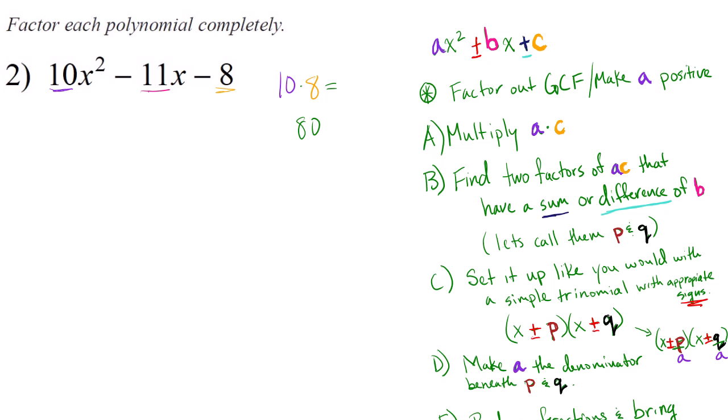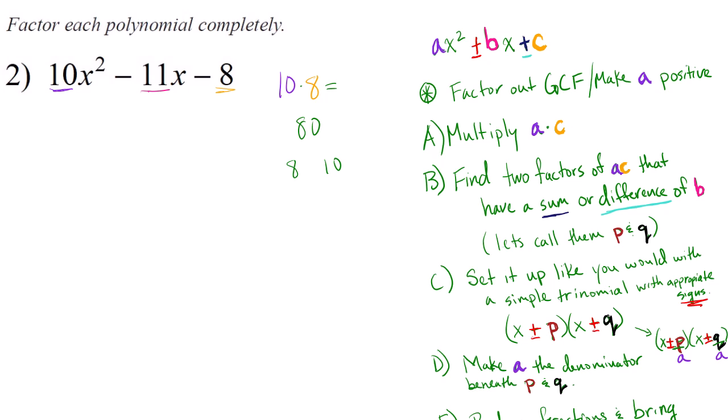Now I'm looking for numbers I can multiply to get 80. Let's read through this: numbers we can multiply to get 80 that we can subtract to get 11. So numbers we can multiply to get AC that we can add or subtract to get B. I start out with 8 and 10, or I could start with 1 and 80. It's up to you. I like to start with these numbers because it gets me into the middle of my list instead of starting all the way at 1.